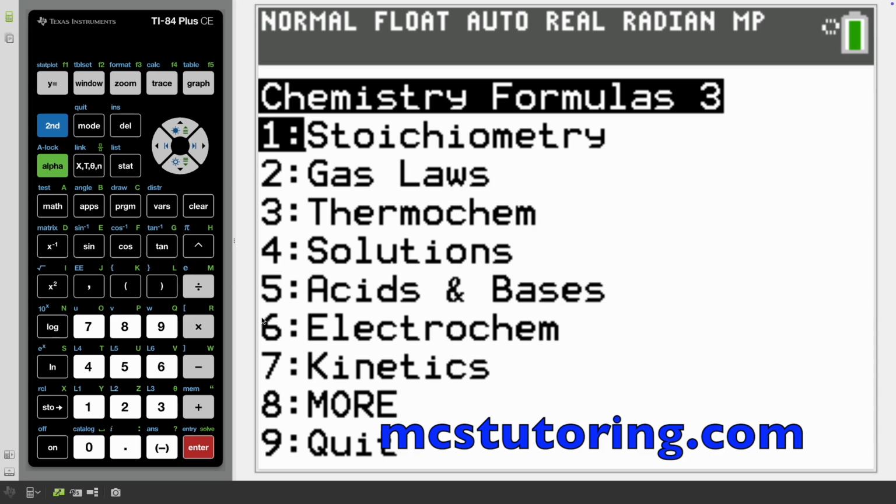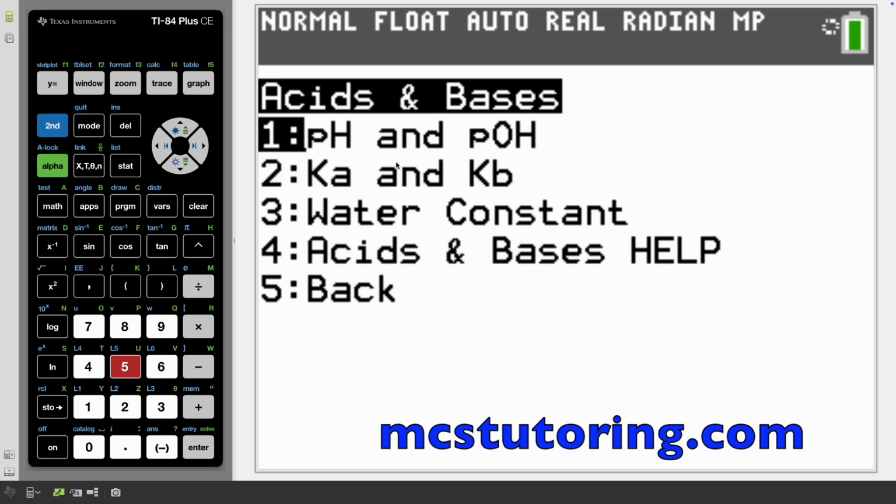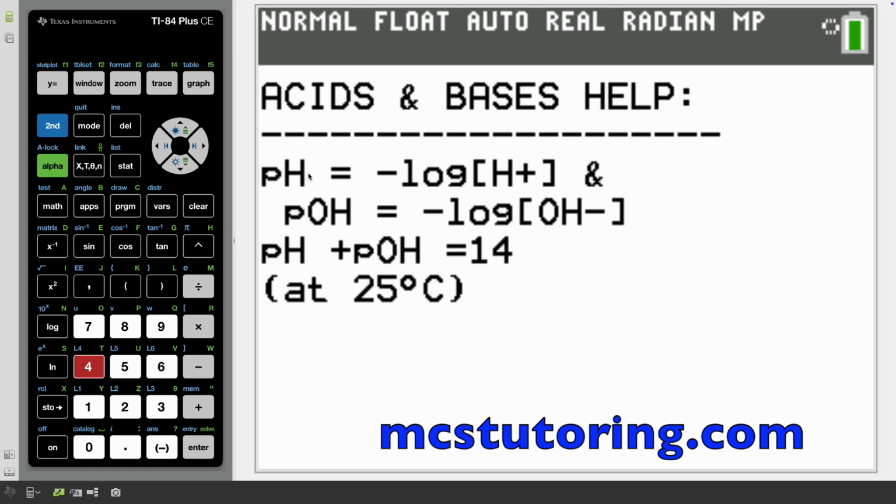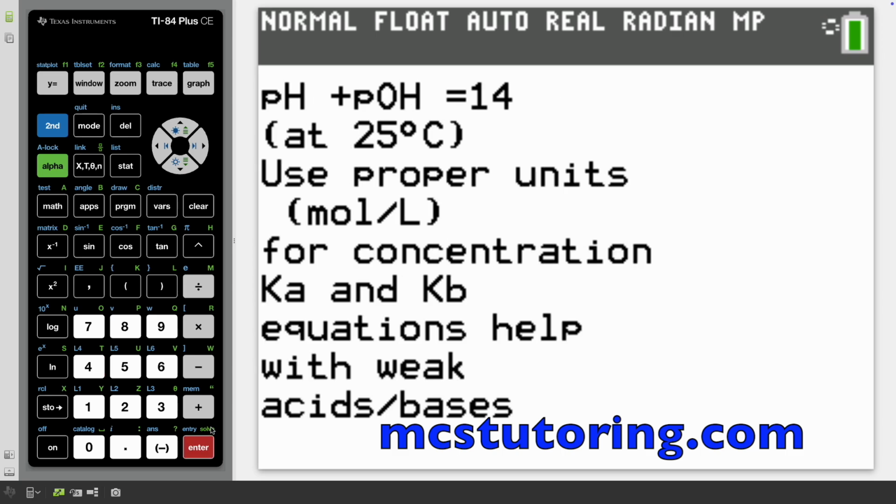Like I said, let's go into acids and bases. Got to move on here. We've got pH, pOH, Ka and Kb, water constant, acids and bases help. Let's go to help. pH is negative log of the hydronium ion, and pOH is negative log of the hydroxide ion. If you add the pH and pOH, you get 14 at 25 degrees Celsius, or centigrade if you're fancy.